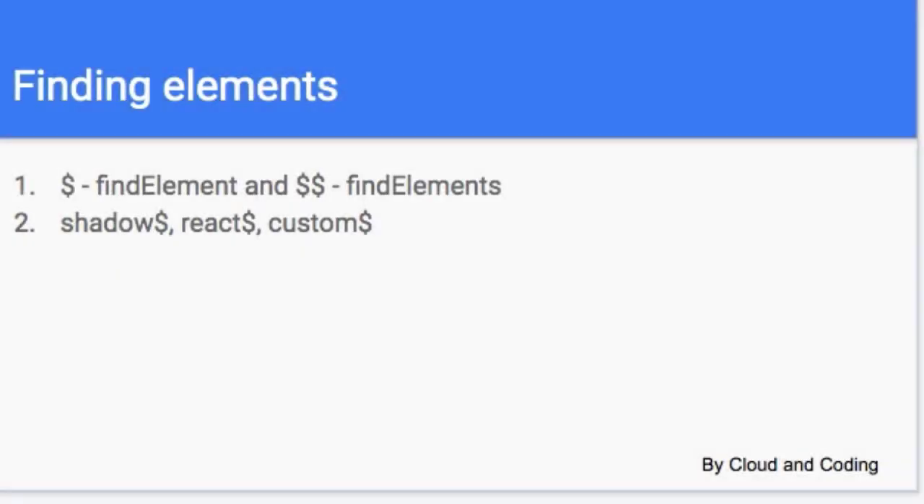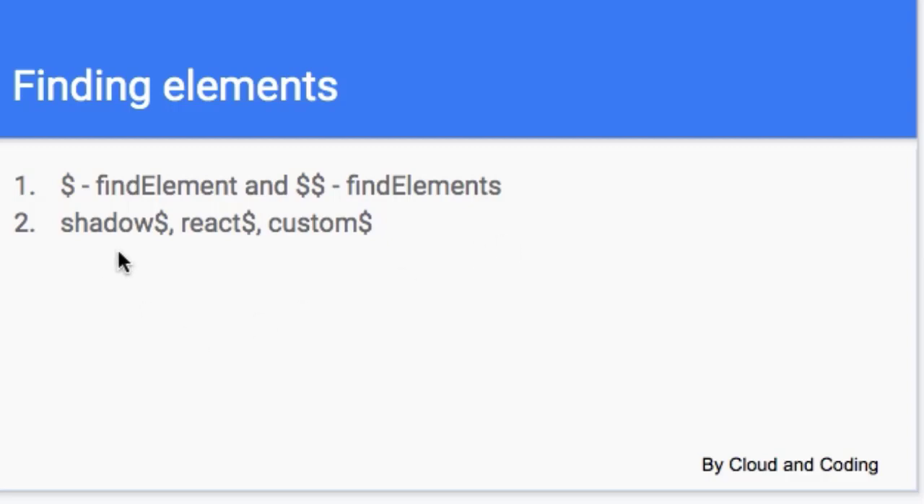In this lecture, I will explain how you can find the elements using these methods: findElement and findElements. Basically, in WebdriverIO, we use this dollar sign to find the element, and if you want to find multiple elements, you can use double dollar sign. There are other methods as well to find the elements, like shadow dollar, react dollar, and custom dollar.